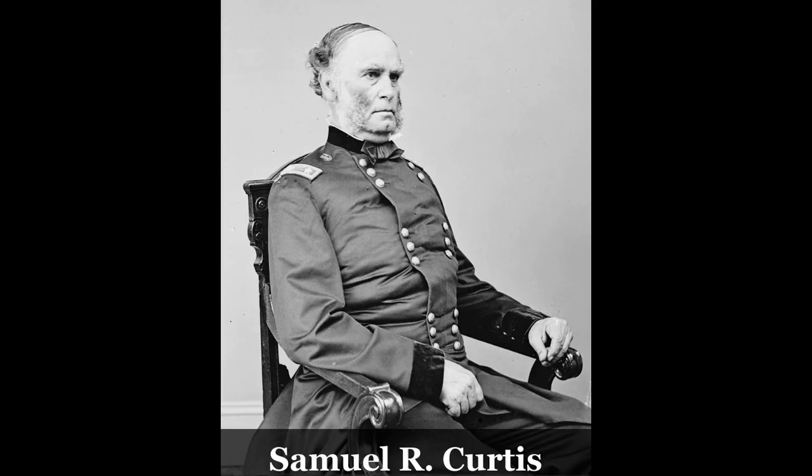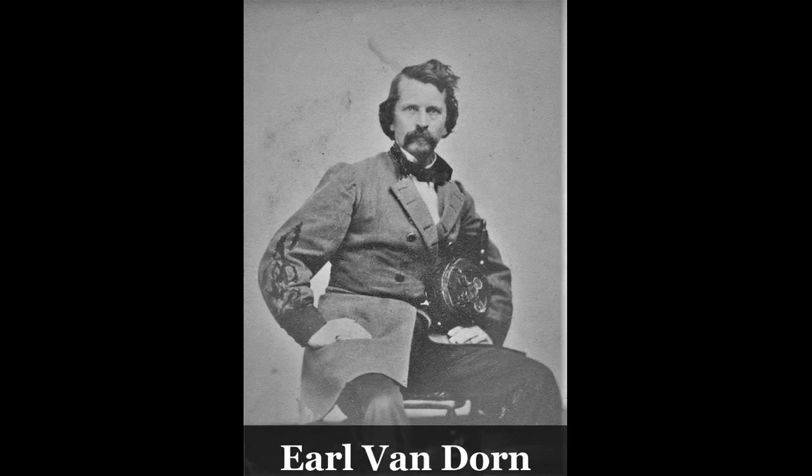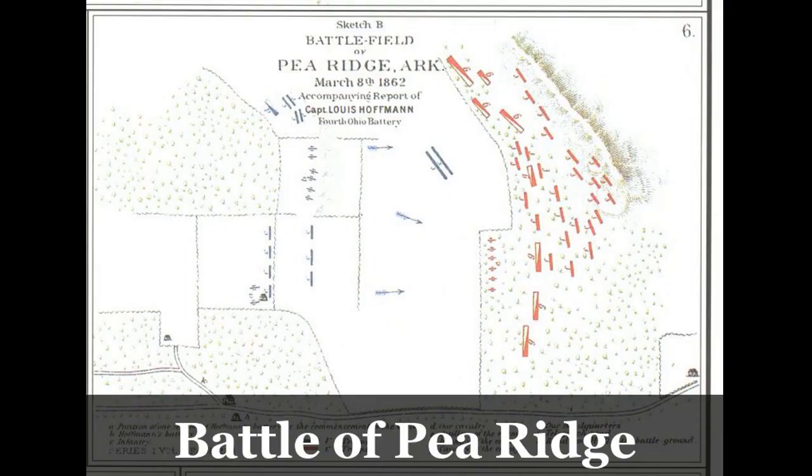Enter General Samuel R. Curtis, a seasoned commander with a wealth of experience from the Mexican-American War and now at the helm of the Union's Army of the Southwest. Curtis was tasked with driving the Confederates out of Missouri and then moving into Arkansas to disrupt Confederate supply lines and communication.